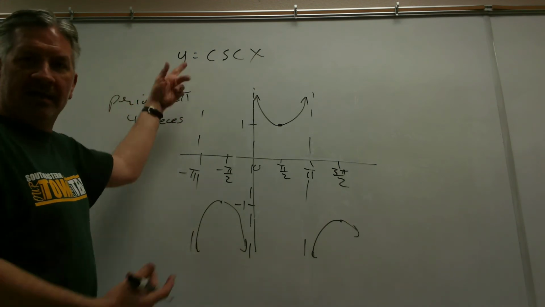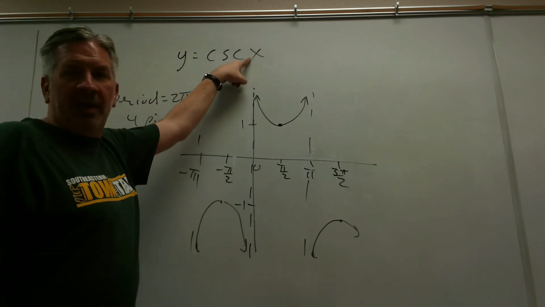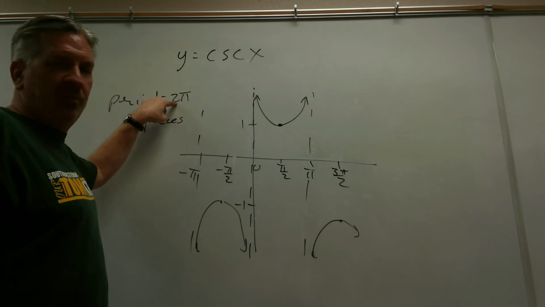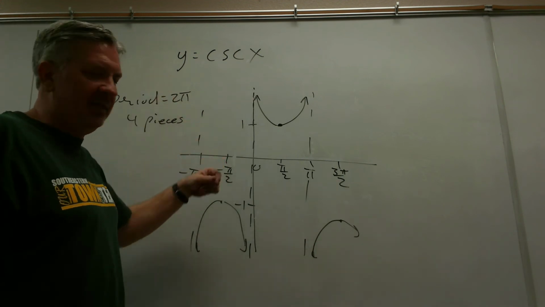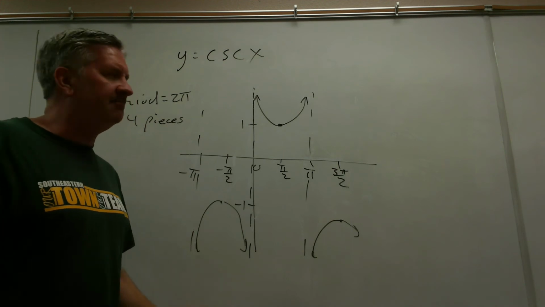Multiplying by a negative would do a reflection. That's nothing new. What if we have a number multiplied by the x? Well, that would change the period. You would take the old period, 2 pi divided by b, and take 1/4 of the period for the pieces, just like with sine and cosine.